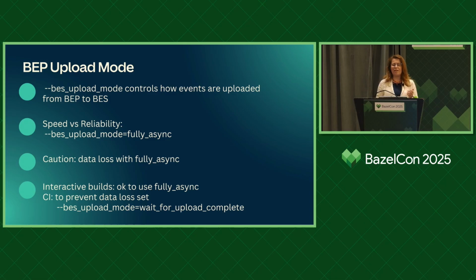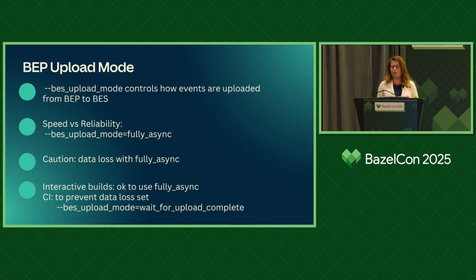So it's a reliability versus speed trade-off. At Google, BES upload mode equals fully async by default. But not everyone has pristine CI infrastructure, and it can cause issues, as we noticed. Since the upload is asynchronous and the command exits without waiting for acknowledgements, there's a possibility that some events might be lost in the background. And the upload process, especially if it encounters issues, there's a higher chance of that happening.